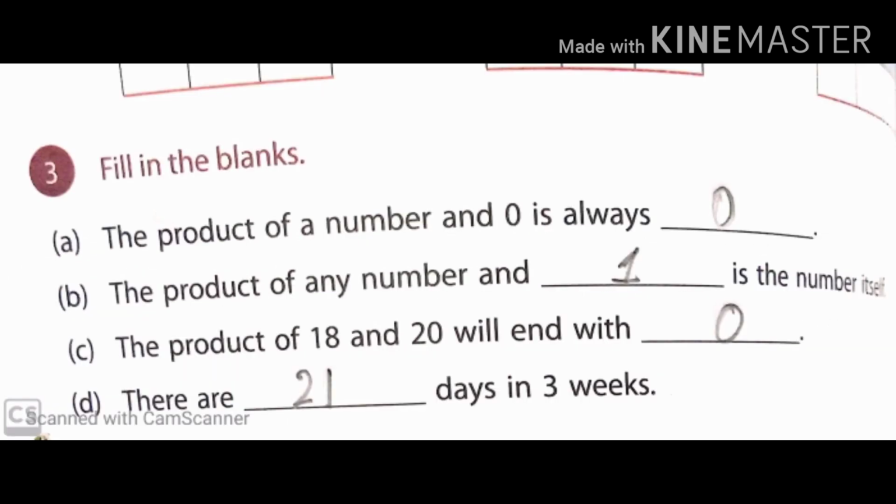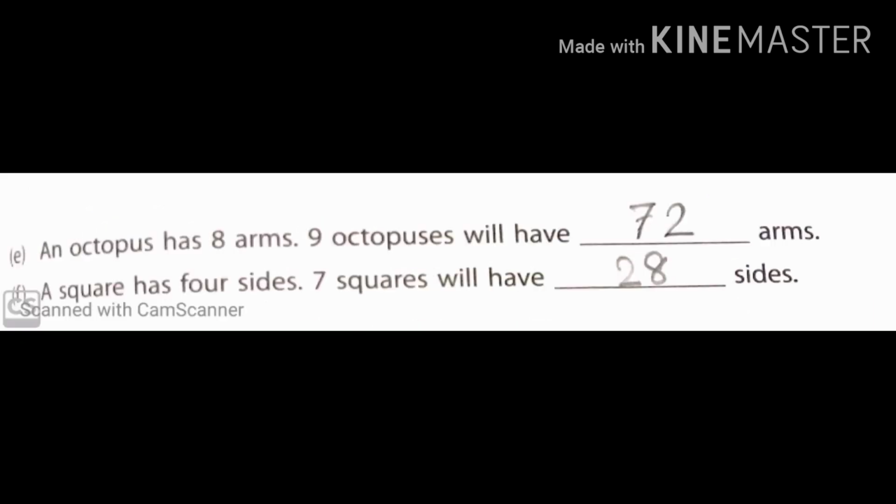Now let me solve the answers for you. The product of a number and 0 is always 0. The product of any number and 1 is the number itself. The product of 18 and 20 will end with 0. There are 21 days in 3 weeks. An octopus has 8 arms. 9 octopuses will have 72 arms. A square has 4 sides and 7 squares will have 28 sides.